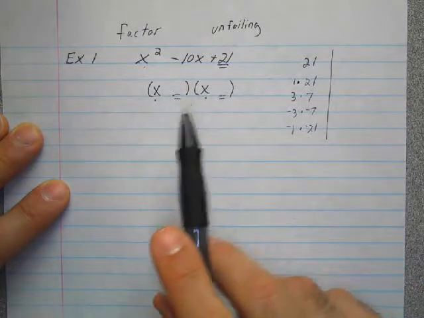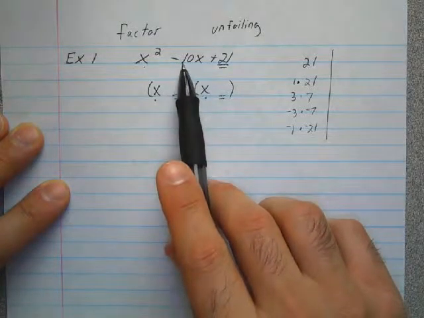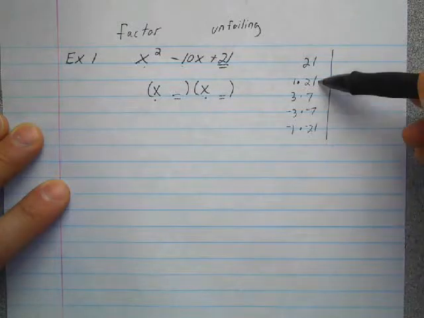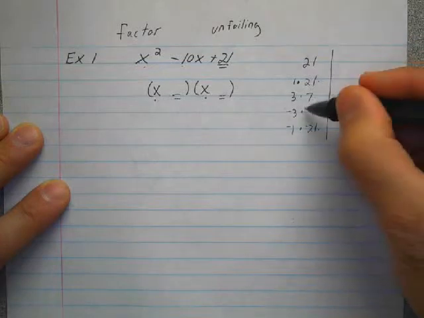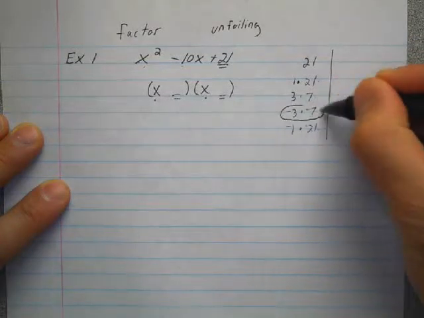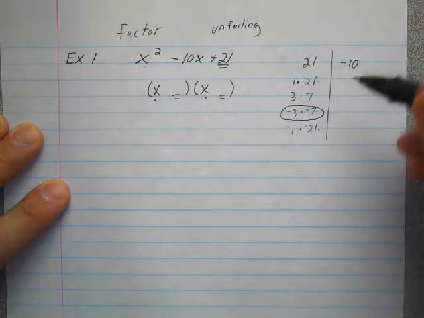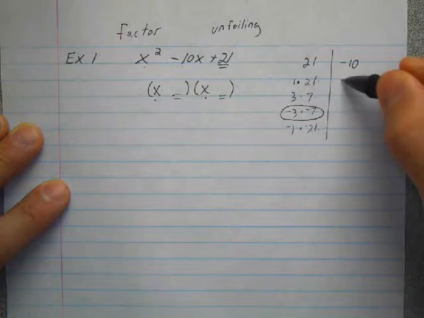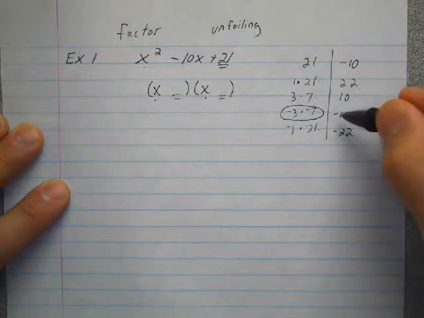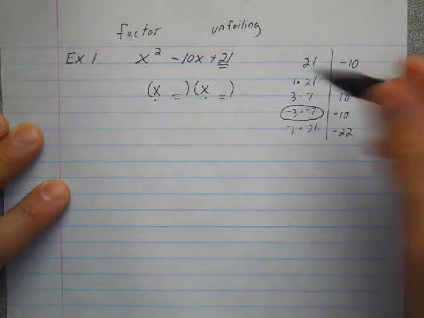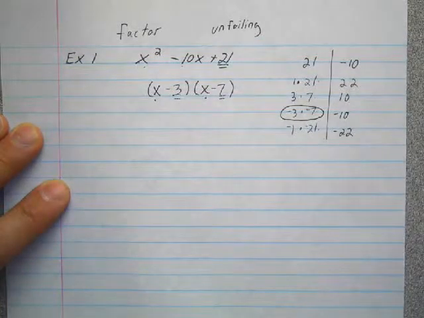So to do that, I have to look at the middle term. The middle term is going to be negative 10. So I'm coming over here to look at which of these factor pairs will equal negative 10. And that is negative 3 and negative 7. My middle term was negative 10, and adding all these up, I got 22, 10, negative 10, and negative 22. The negative 3 and negative 7 add up to give me that negative 10, that middle term.